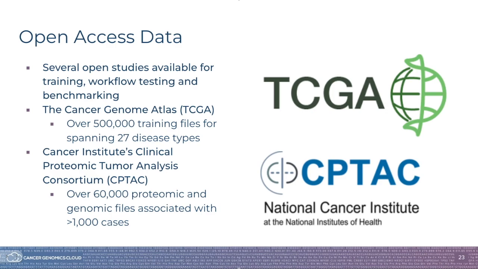Important open access datasets include the Cancer Genome Atlas, which features over 500,000 files spanning 27 disease types, and the Cancer Institute's Clinical Proteomic Tumor Analysis Consortium, or CPTAC. Here you'll find over 60,000 proteomic and genomic files associated with over 1,000 cases.